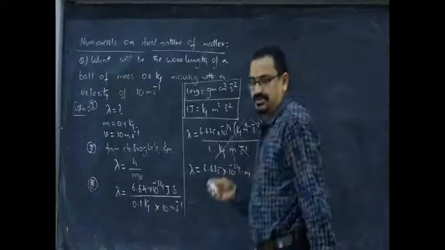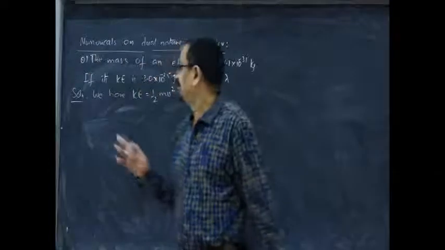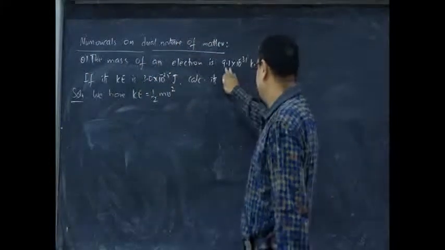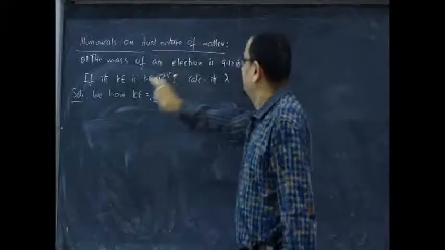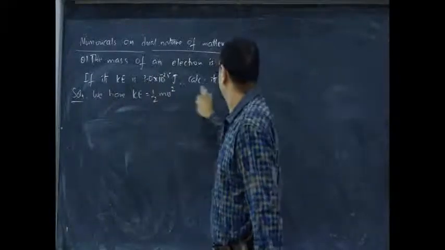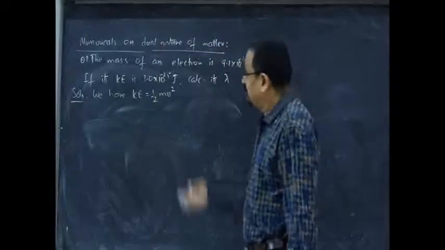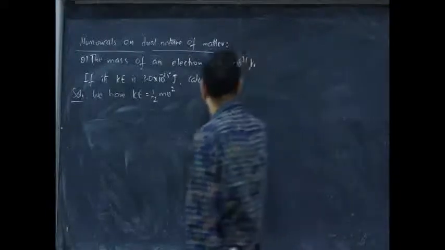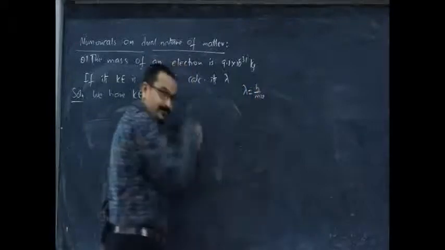Now, let us come to another question. This is a small numerical from dual nature of matter. The mass of an electron is 9.1 into 10 power minus 31 kg. If its kinetic energy is given, calculate its lambda. See, before starting, why do we have to start with kinetic energy? Let us discuss. We are asked to find lambda. Lambda equals h by mv.